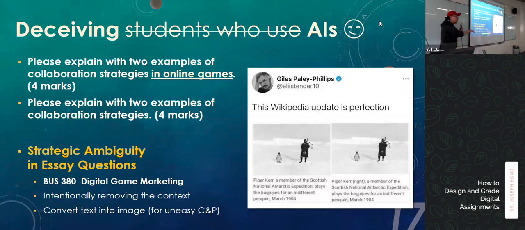They will tell me, oh, what is the collaboration strategy? What is 2 people doing together? But they will not tell me something very specific in the context of the online game in this course. So this is a quick trick in case you would like to try. You can try removing some kind of context in your question to try to deceive the student who uses the AI to answer the questions.